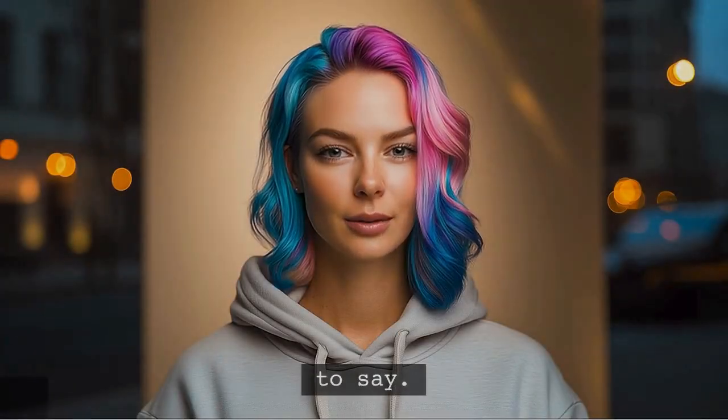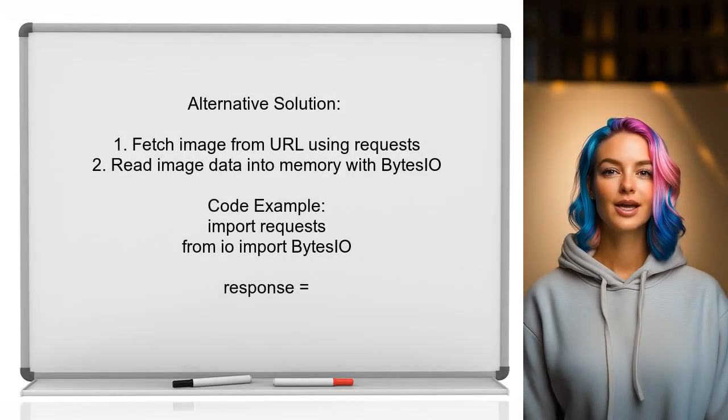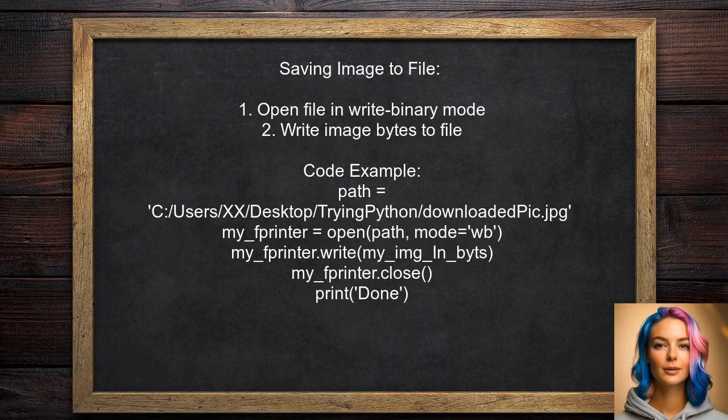Let's see what someone else had to say. An alternative approach to decoding a JPG image from memory involves fetching the image directly from a URL. First, you can use the requests library to get the image data. Then, you can read this data into memory using BytesIO. After retrieving the image data, you can save it to a file if needed. This is done by opening a file in write binary mode and writing the image bytes to it.